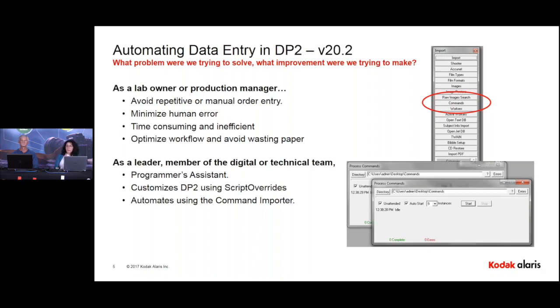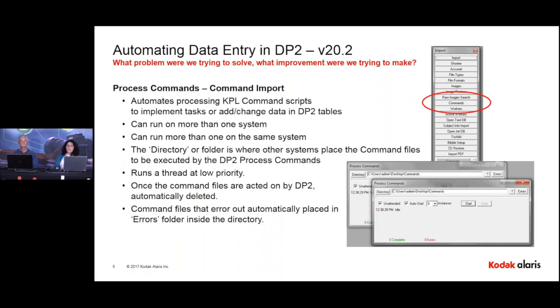On the import taskbar in DP2, the entry is called commands, and that opens the process commands dialog box, which a lot of you who have automated will be familiar with. Process commands has been around, I think, since the beginning. Yep, I don't remember ever seeing it not there. 2000. 2000, but we haven't been here that long. Yeah, we have. The process commands, or command import as it's commonly known.